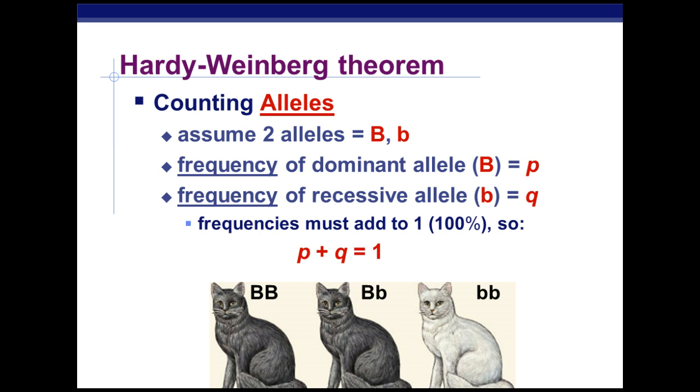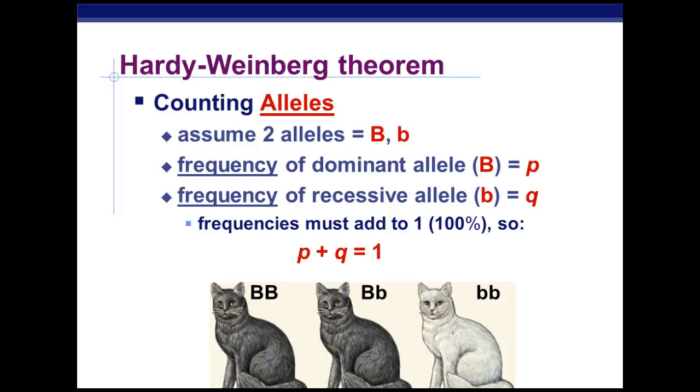Now, make sure you get that down. So big B for black, little b for recessive white. Now, in the Hardy-Weinberg theorem, we'll let P, little p, equal the frequency of dominant alleles, or big Bs. And we'll use Q for the frequency of recessive alleles, or little b's. Also write that down.